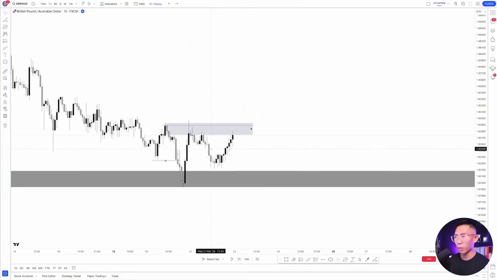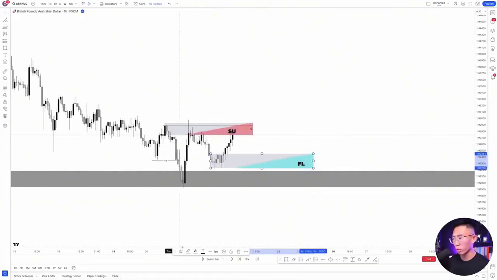But look at what happened, right? Instead of creating that lower low, what price actually did is that it created that higher low. And you can see this low right here is higher than this low. So this pretty much confirmed to us that this is your flip zone, right? This is where supply has officially flipped to your demand, right? So this is your supply to demand flip zone.